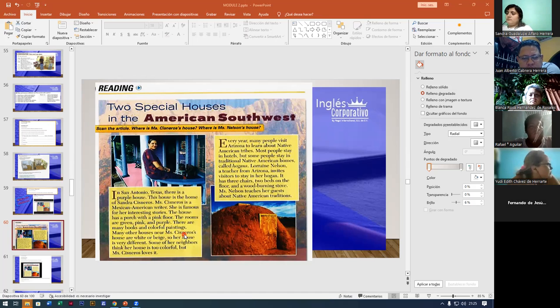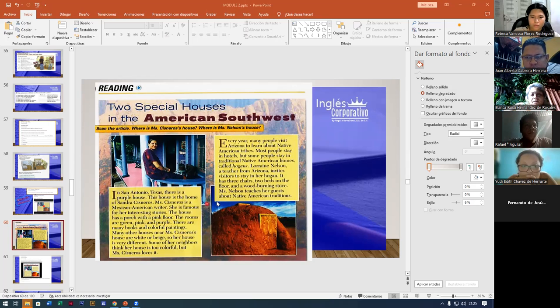How is Mrs. Cisneros' house? What does it have? A porch with a pink floor. That's good. This is the porch, right? Maybe I remember that you asked me last time, what is a porch? It's all this area of the house. Yes, exactly, that one.